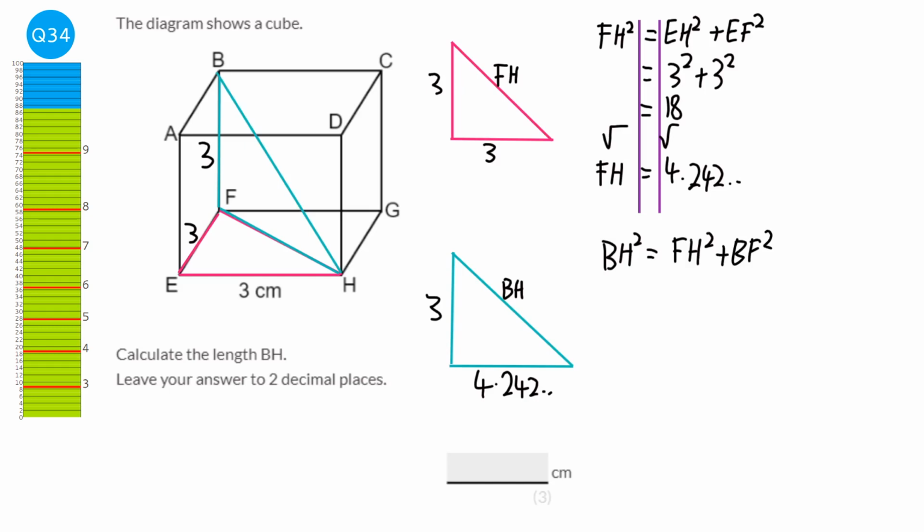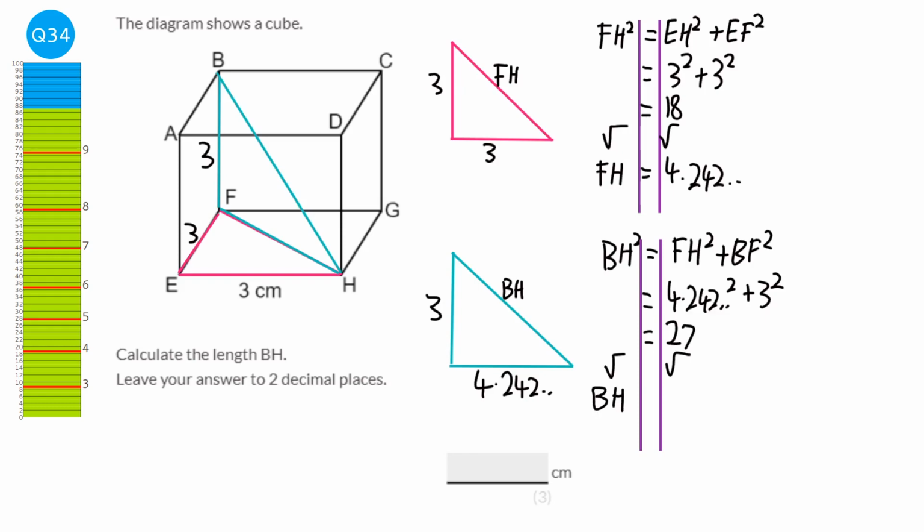Okay, get my tramlines in. Okie dokie, so let's put FH in, which is 4.242 blah blah blah squared. BF is just 3, and that will give us exactly 27. And then we're going to square root it, and so we've got BH equals 5.196 blah blah blah, and it says it wants 2 decimal places, so it's going to be 5.2.